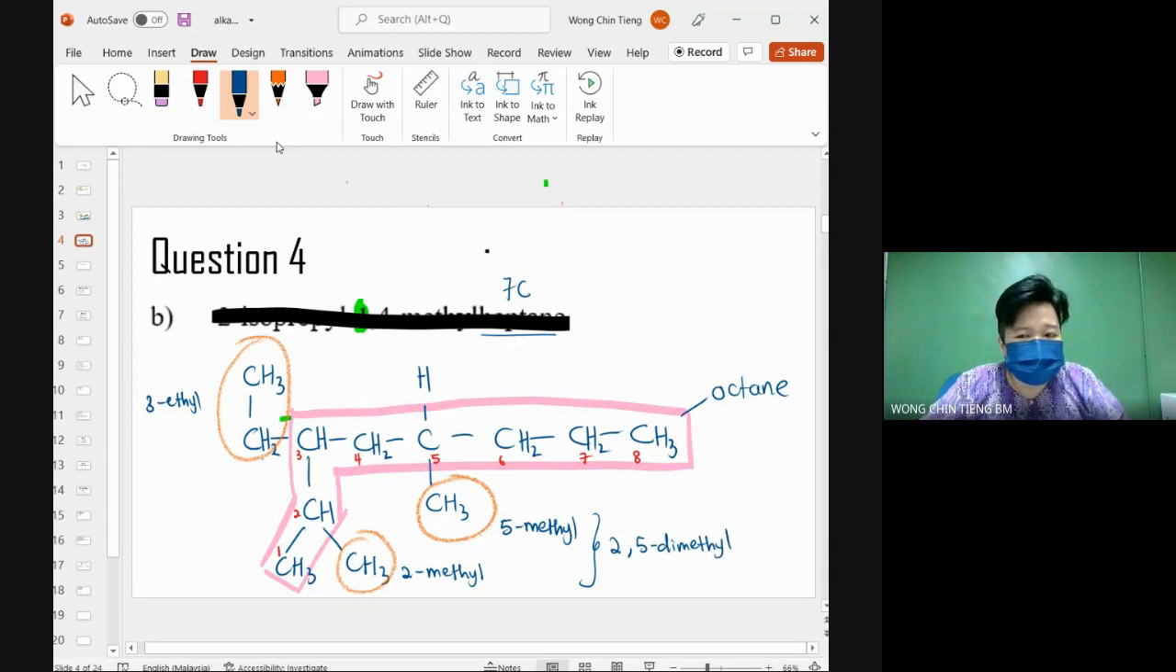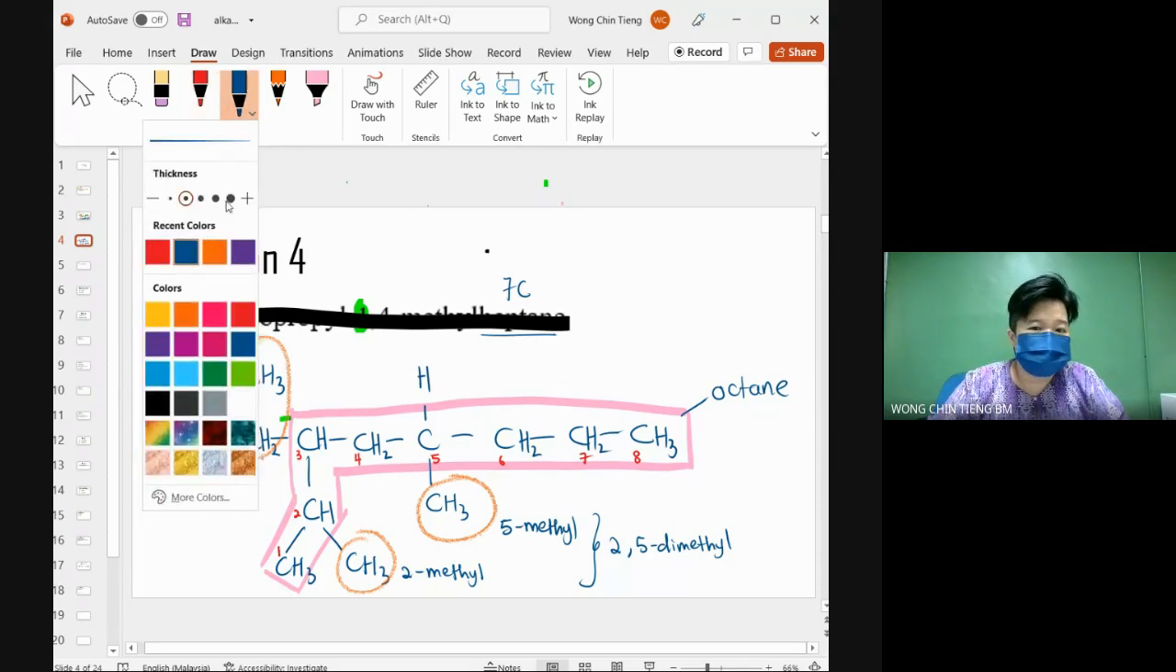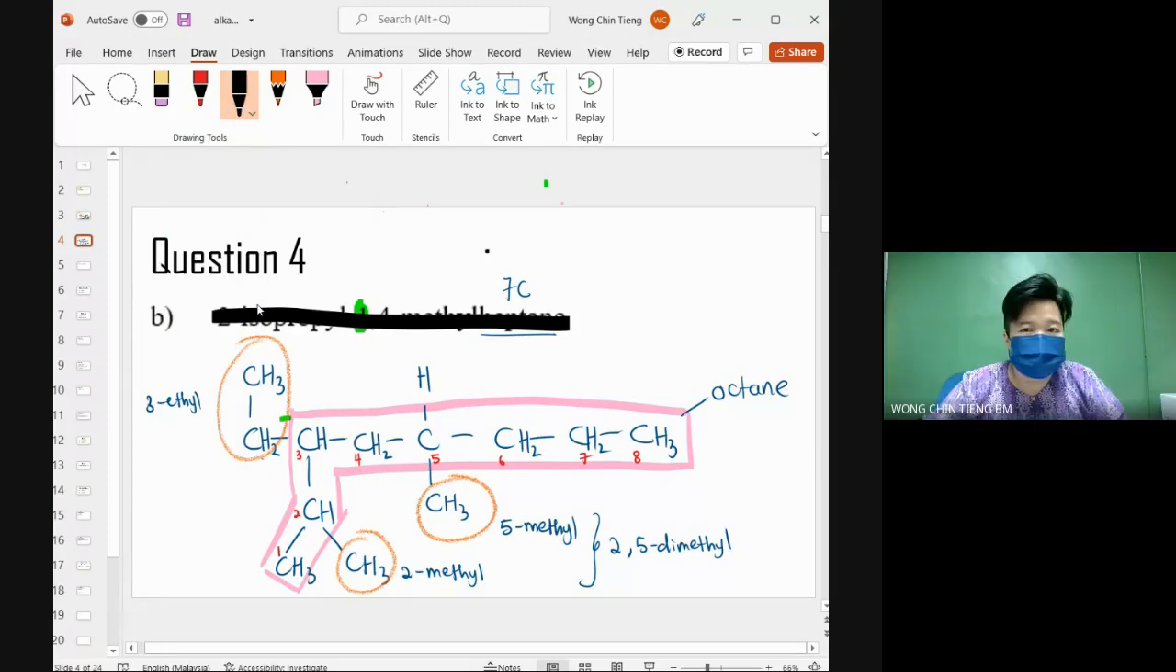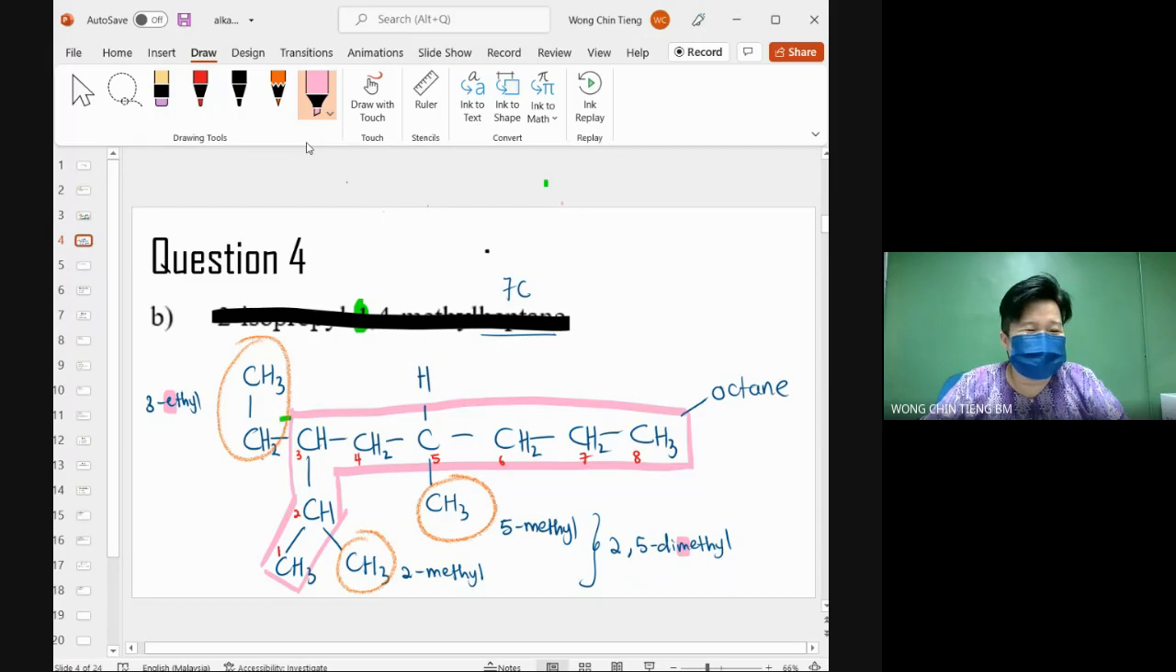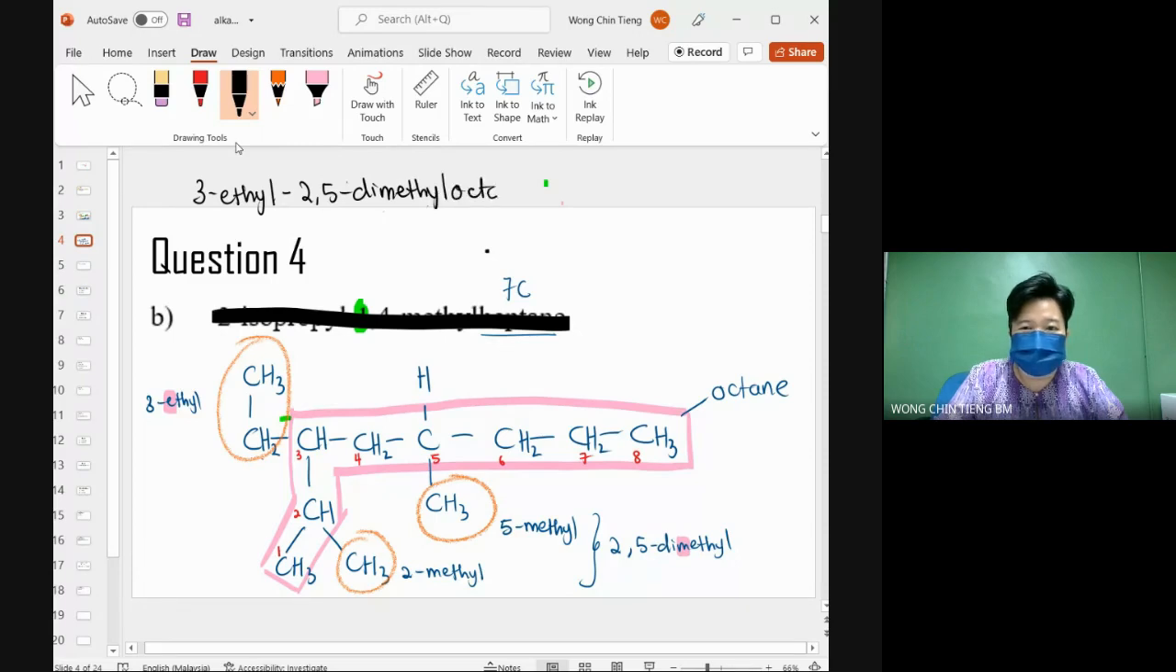My question. Ethyl come first or dimethyl come first? Ethyl. Bukan M datang dulu sorry, bukan D datang dulu. Kita tak tengok prefixes. Thank you Mimi. Yes, kita tak tengok prefixes. Kita ambil M. So M dengan E, definitely E datang dulu. So jawapan dia 3 ethyl, 2,5 dimethyl octane. Setuju kelas?